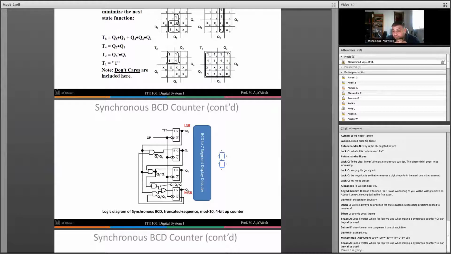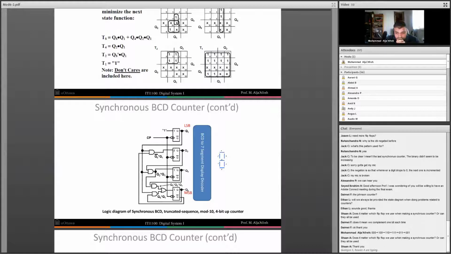Does it matter which flip-flop we're using when making a synchronous counter? Unless specified by the question, you are free to use whatever you want. And each time you need to stick with the inputs. Remember, with the JK we have J and K for each flip-flop. For the T, we have only one. And the way we derive it is using the excitation table for each one. You have to stick with that.